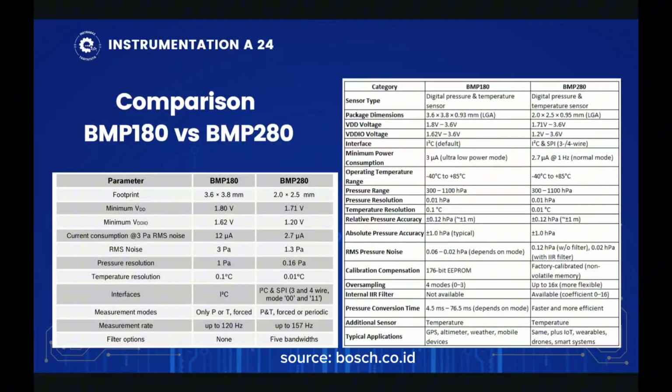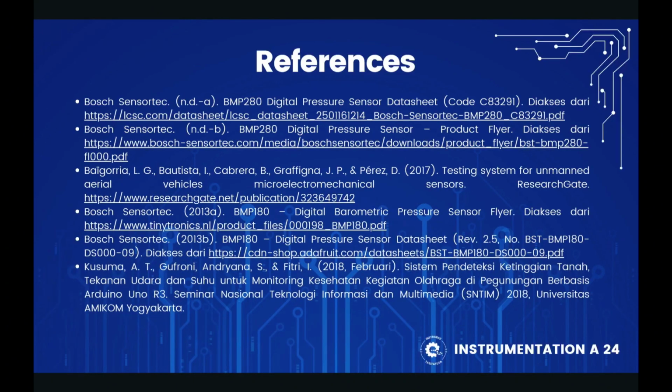Overall, the BMP280 is a more efficient and reliable sensor. It is ideal for modern applications like Internet of Things devices, wearables, and smart systems.